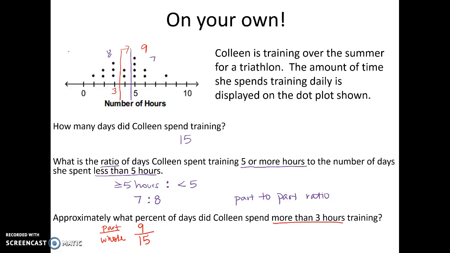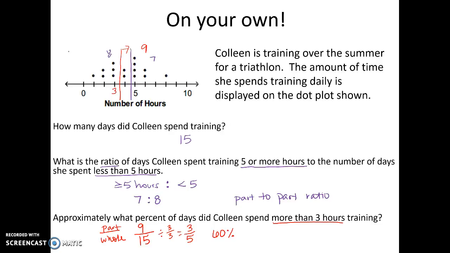Okay, so you had two ways of solving it. You could either divide it or you could simplify. So I'm going to simplify and say I know that these are both divisible by 3. So I'm going to divide them by 3 and I get 3 over 5. Well, if it's over 5, I know that it goes up in intervals of 20 because it's 20, 40, 60, 80, 100. 100 divided by 5 is 20. So 3 times 20 is 60. 20, 40, 60. So 60% of the days she spent more than 3 hours training.